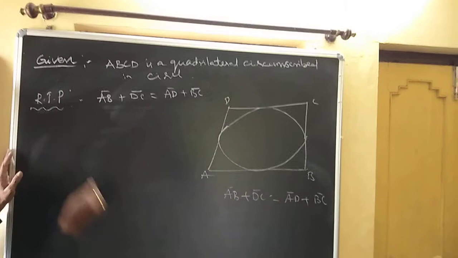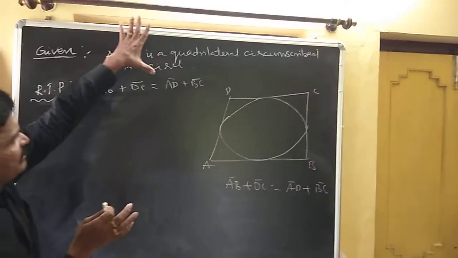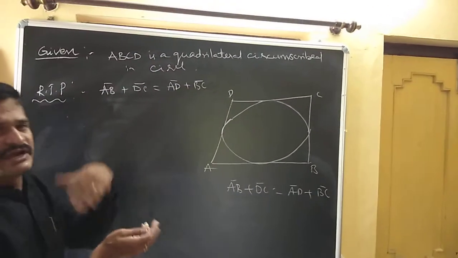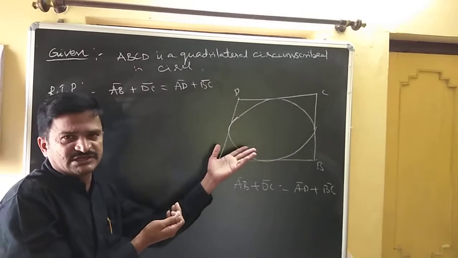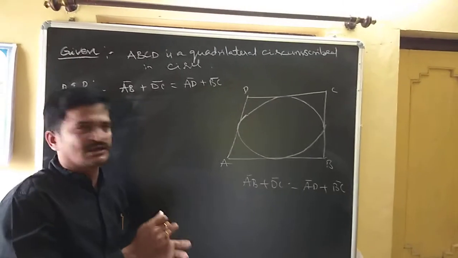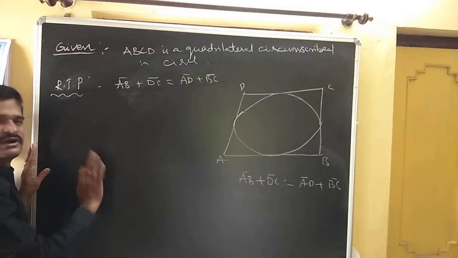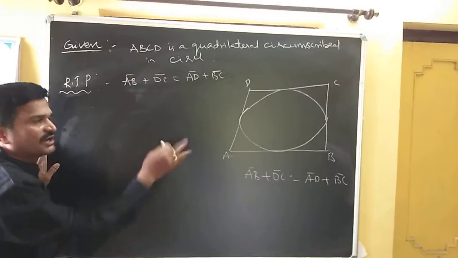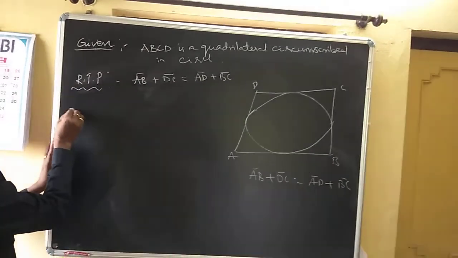Now, as we are proving any theorem, if any construction is needed, we have to draw the construction. Otherwise, no need to draw the construction. Here, there is no need of doing construction. So directly we can do that. So, proof.